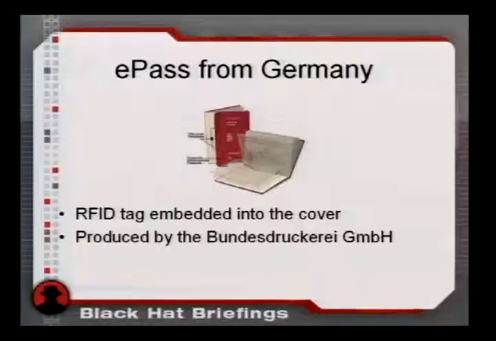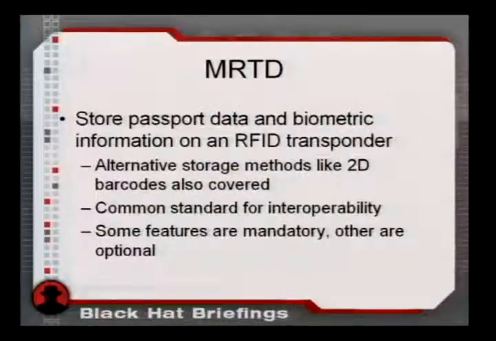We have this new e-passport from Germany. The tag is embedded into the cover. After my presentation, you can look at it here in front. It's produced by Bundesdruckerei GmbH, a company owned by the state, and it stores the passport data and biometric information on an RFID transponder. There are also alternative storage methods like a 2D barcode. So if you don't want to use an RFID, they can use a 2D barcode to store the information on a normal readable page. It's a common standard for interoperability, and some features are mandatory, others are optional.